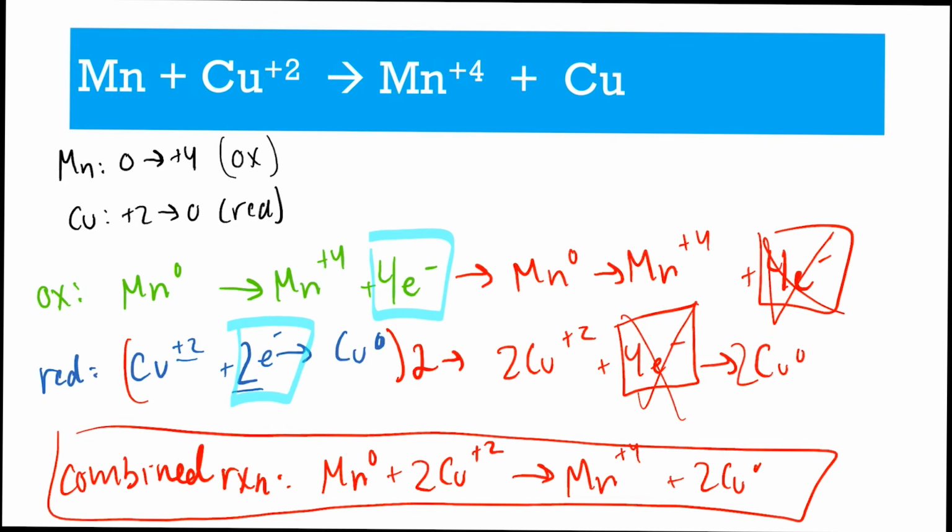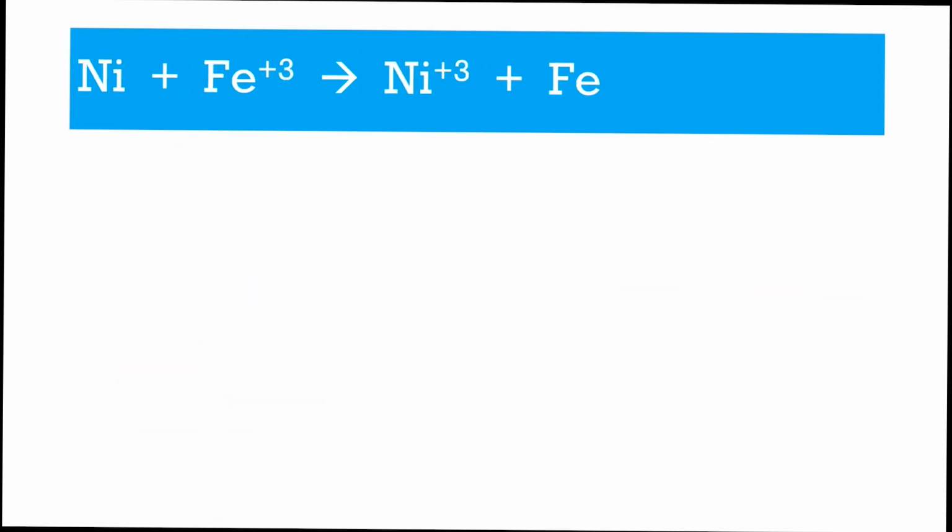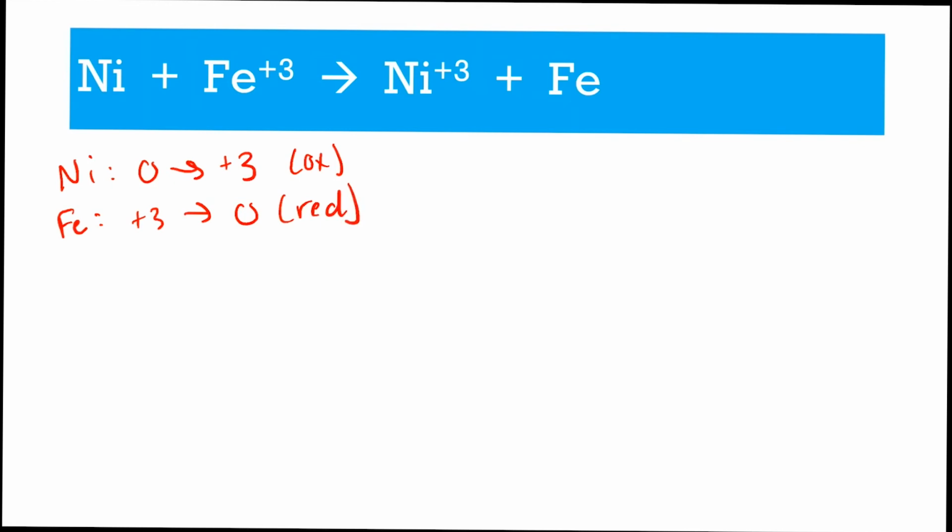Okay, 2 more, and we're done. So, with this, again, if you're following the same kind of step-by-step thing, it does make more and more sense as you move forward with this. So Ni is going from 0 to plus 3, which means it is being oxidized. Fe is going from plus 3 to 0, which means it is being reduced.